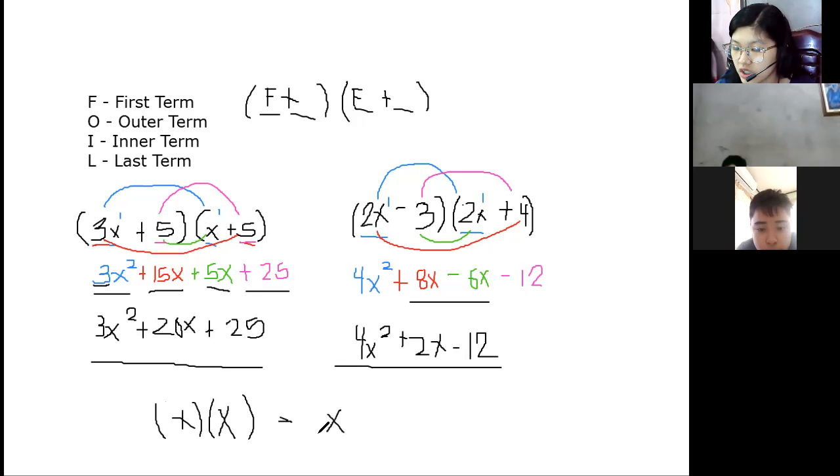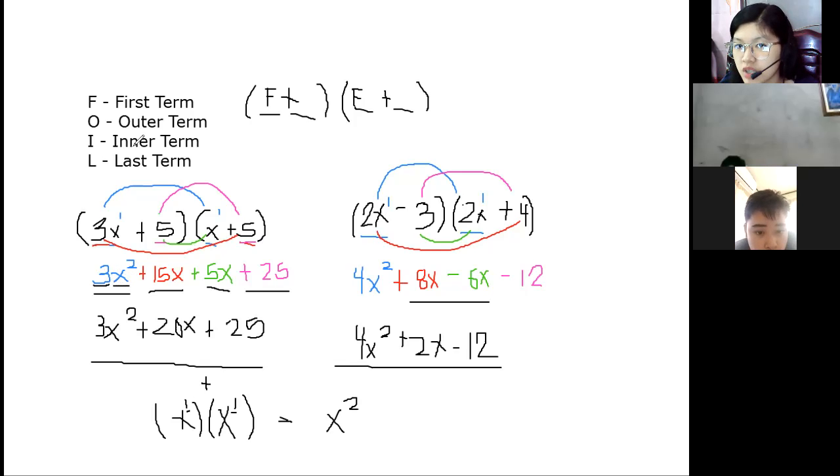mo lang yung base. And kapag walang exponent yan, meron tayong invisible na 1. At ang gagawin mo, kapag multiplication of polynomial, a-add mo lang yung kanilang variable. And 1 dito, pag pinag-add, that is 2. Kaya ito ay x squared.